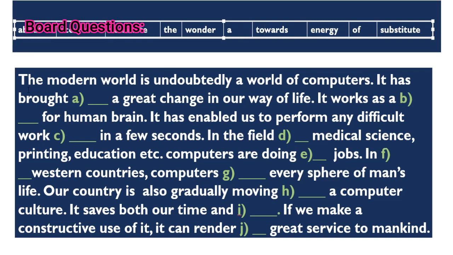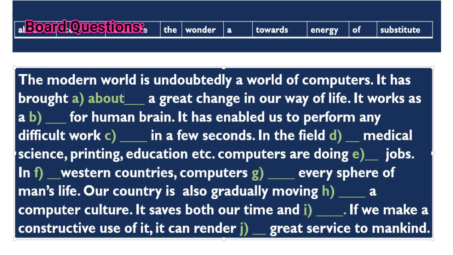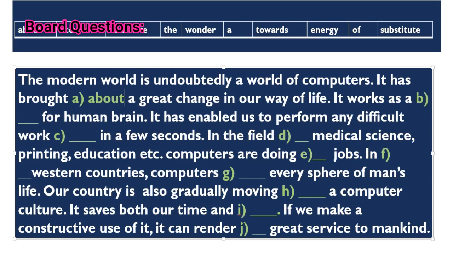Okay, let's read the passage. The modern world is undoubtedly a world of computers. It has brought dash a great change in our way of life. It has brought a change, right? So when a change comes, that means you have to use an appropriate preposition, and it is a very common one: bring about, and the past is brought about, and we have "about" as a clue, so we will use "about" here. Brought about a great change in our way of life.